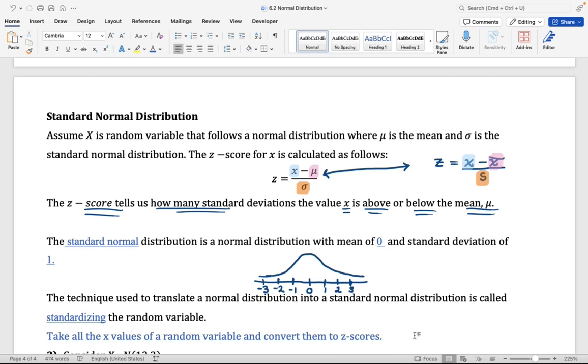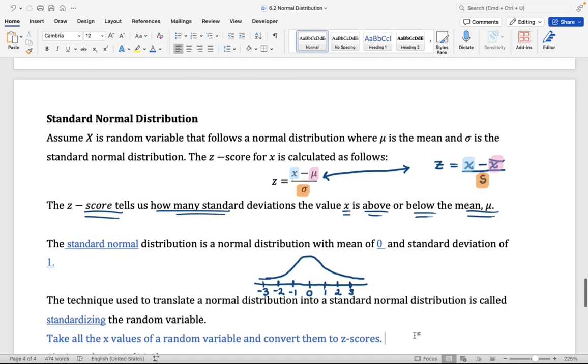So again, if you have a random variable that follows a normal distribution, that distribution is created with all the observations, all the little x values. We can take all those x values, all the observations, and find the z-score of each of those x values, and that is how we can create the standard normal distribution. So let me show you how you can do that. Let me give you an example.